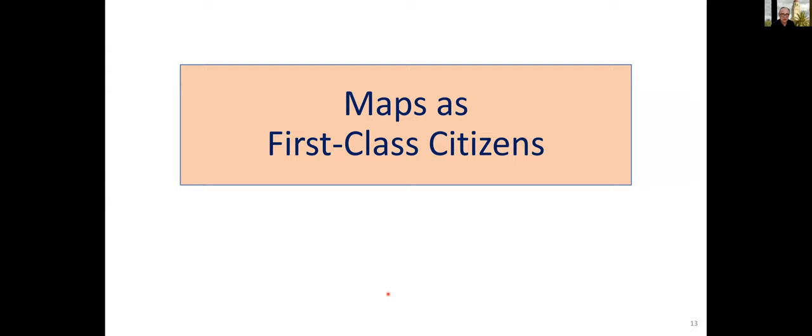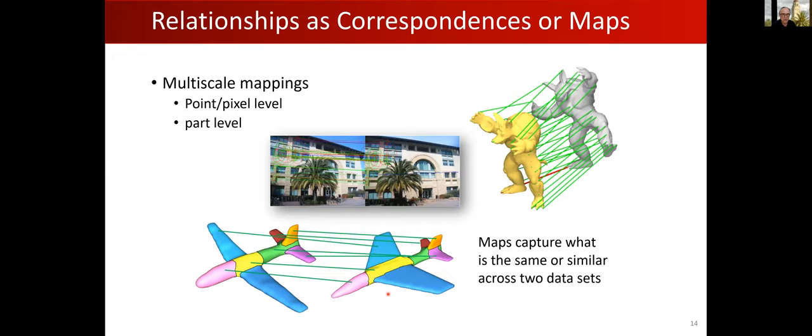Key to all of this is defining and being able to manipulate maps. Maps denote relationships at multiple scales. For example, for images, we can have a pixel-to-pixel mapping shown here between these two views of the Gates Building in Stanford, or at the point level between these two different points of the Armadillo. Maps can also be at a higher abstraction level, for example, at the level of parts between these two aeroplanes that are not the same aeroplane, but still have very well-defined correspondences between their parts.